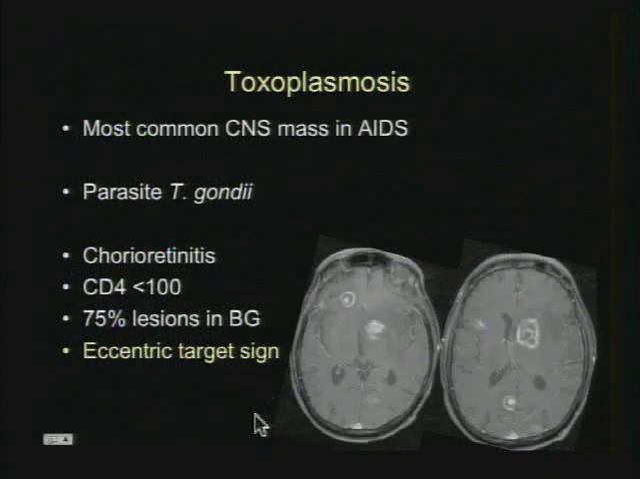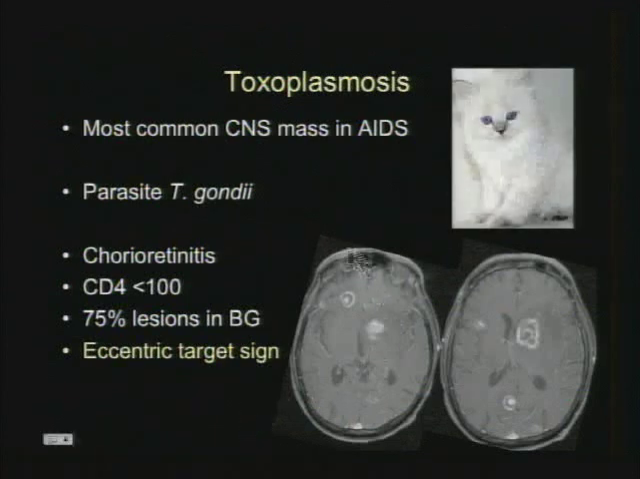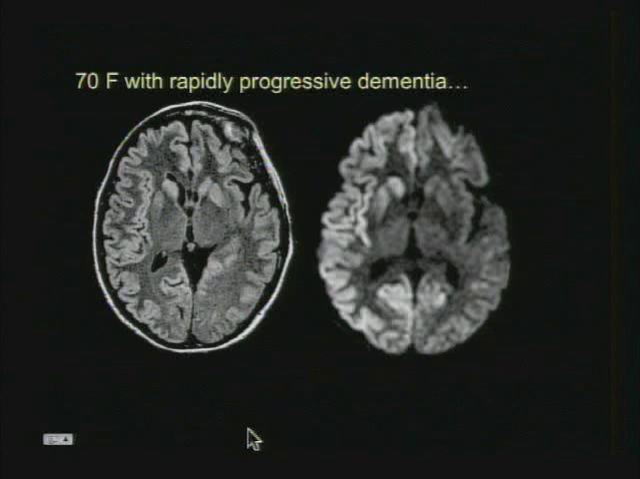So toxoplasmosis is the most common CNS mass in the AIDS patient, and it's spread through cat feces and the parasite Toxoplasma gondii. And here's an example of the eccentric target sign. And you can see here, very specific if you see it to suggest toxoplasmosis.